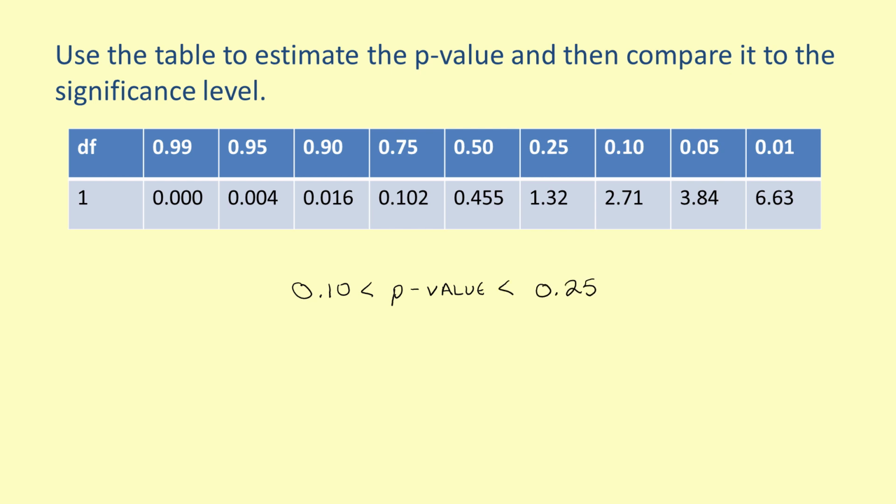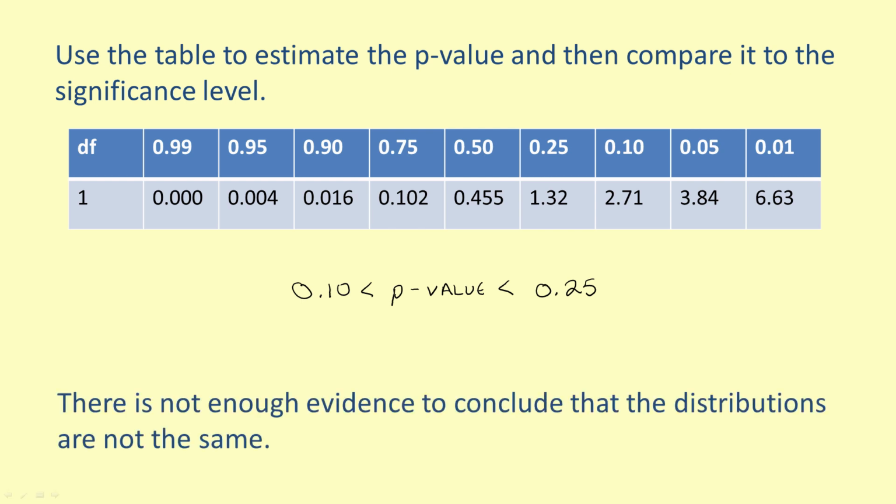Now compare the p-value to the significance level. A value greater than 0.10 is also greater than 0.05. Since the p-value is greater than alpha, fail to reject the null hypothesis. There is not enough evidence to conclude that the distributions are not the same.